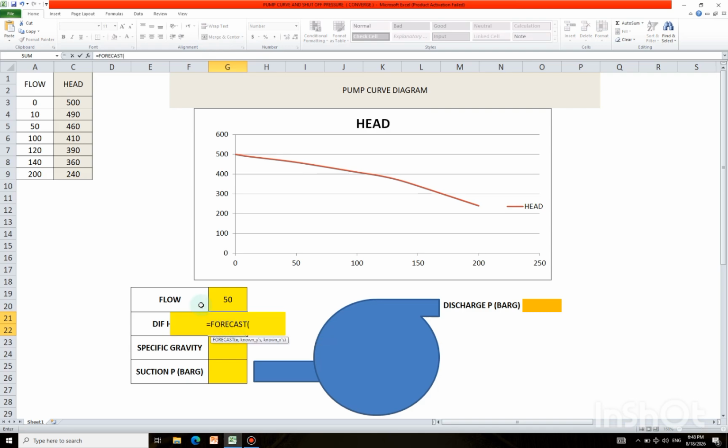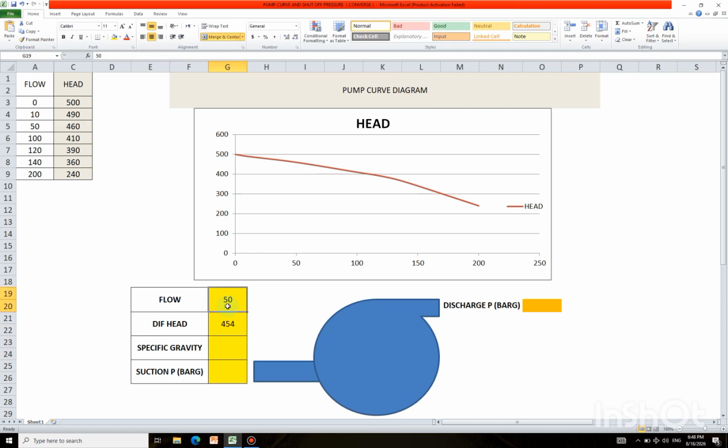function, open the bracket, and the first argument is the flow rate that you want to find its differential head that it can correspond to. The second array is the y-axis, which is the head. And the third argument would be the flow rate. Close the bracket and hit enter, right?